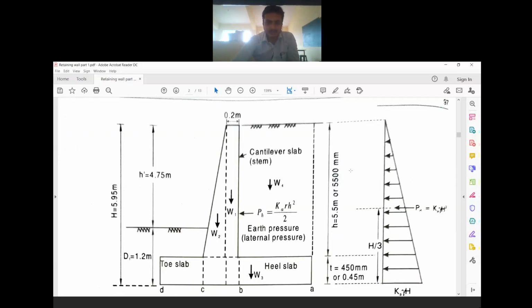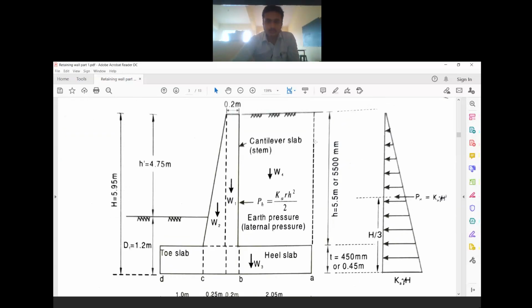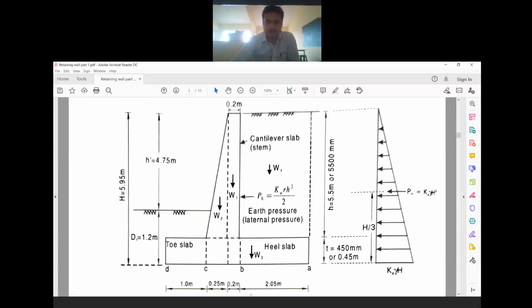So I'll show it here, observe. So width of stem at the bottom is 450 mm. Width of stem at the top is 200 mm. Okay. So this is the dimension of the stem. So stem height is done, top width, bottom width are done.